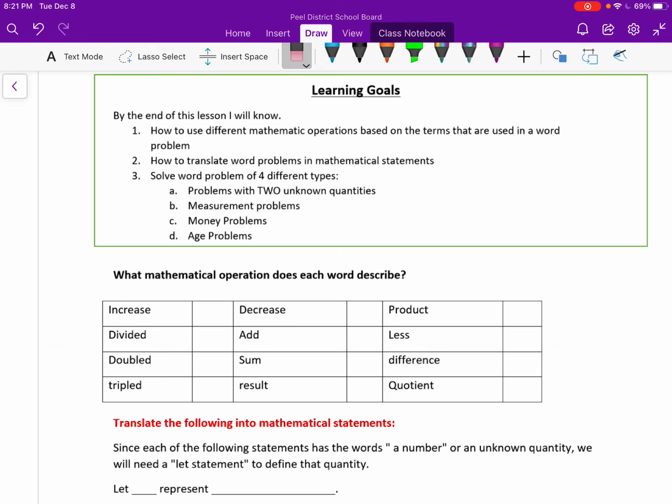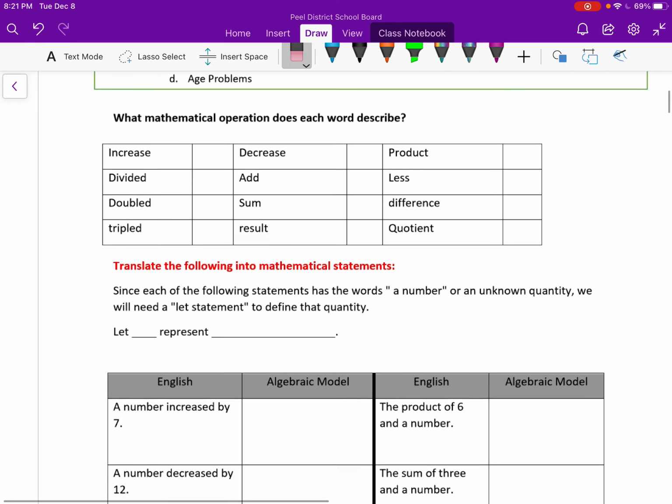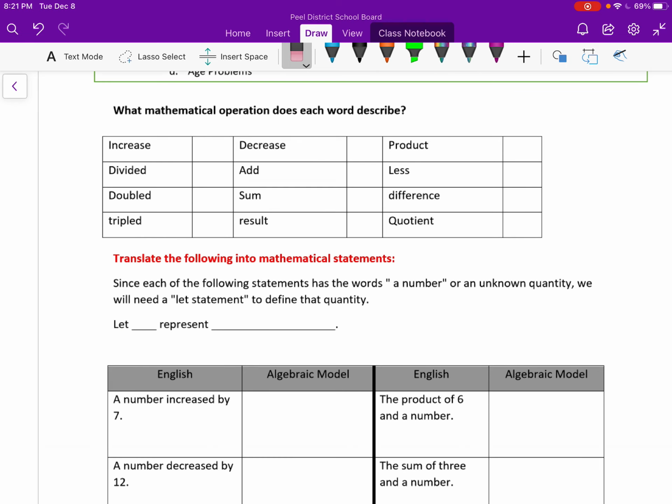The other thing we're going to do is we're going to learn how to translate words into mathematical statements. And then in this lesson, I'm going to go through problems of 2 unknown quantities. And then in the next couple of lessons, I'll go through measurement problems, money problems, and age problems. And I'll make separate videos for all of those so that you don't have to scroll through these and find them.